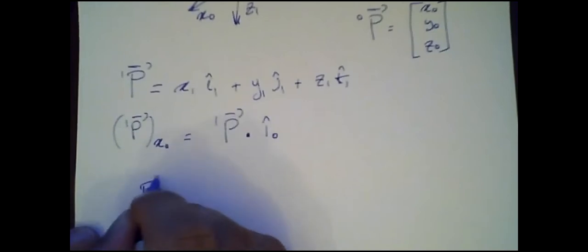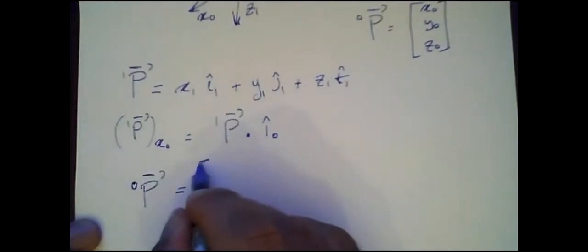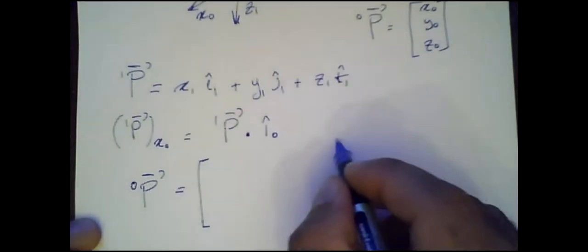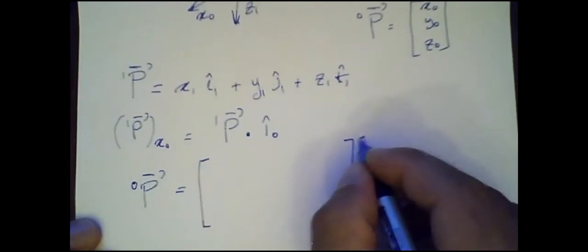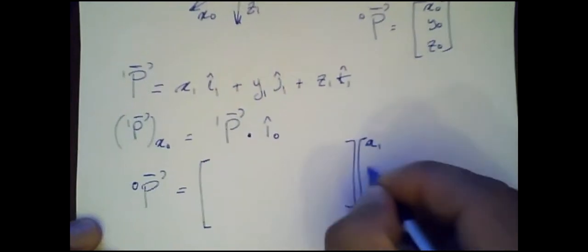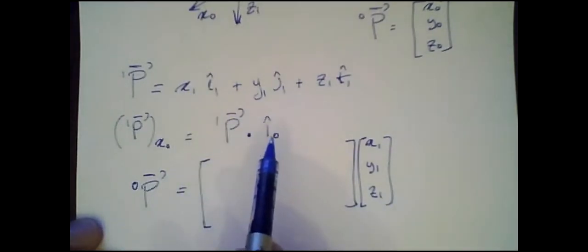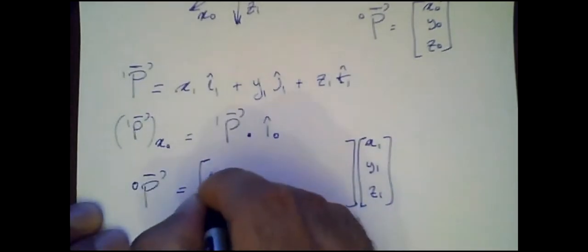So P0 is going to be equal to, I'm going to take this vector and multiply the first row by i0, the second row by j0, and then the third row by k0. And let us do that. You'll see that I can write this like a matrix, x1, y1, z1, as a matrix operation. And now the first one, I'm going to project it on i0.